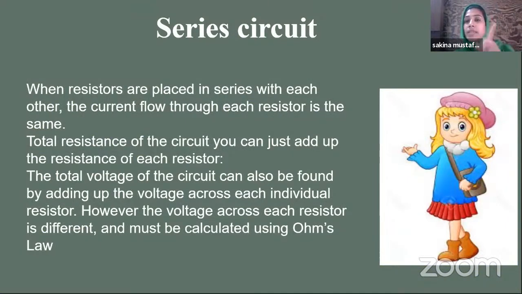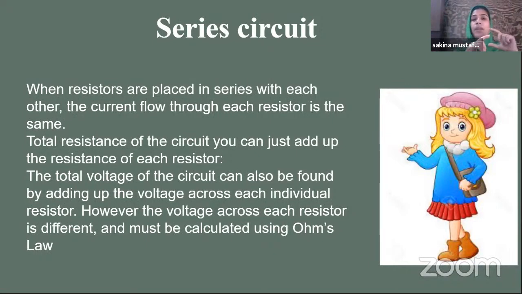When the resistors are placed in series with each other, the current flowing through each resistor is the same. And how will you calculate the total resistance? The total resistance of the circuit, you can just add up the resistance of each resistor. And the total voltage of the circuit can also be found by adding up the voltage across the individual resistors.